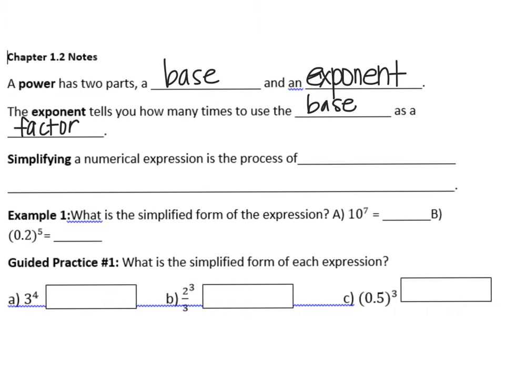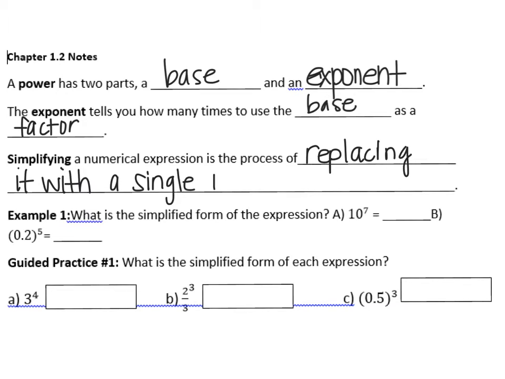Simplifying a numerical expression is the process of replacing it with a single numerical value. So you might have more than one number and you're going to replace it with just one value. It's like taking an order of operation problem and giving yourself one number.